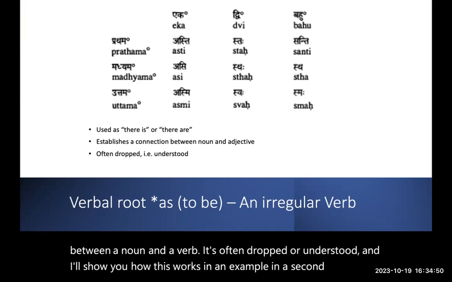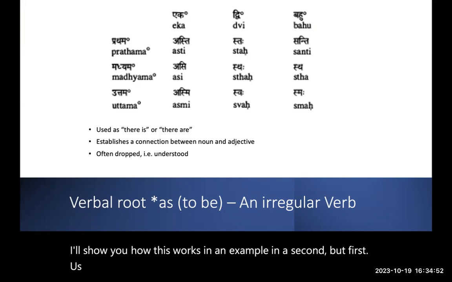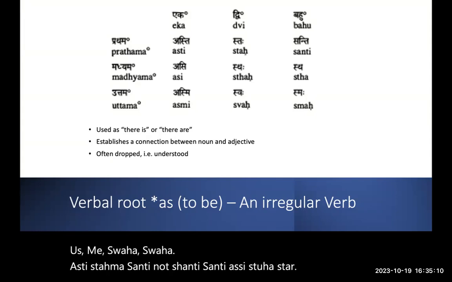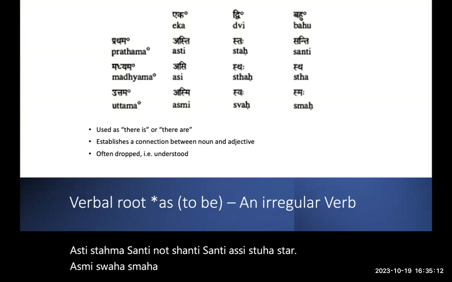But first, asti, staha, santi. Asi, staha, sta. Asmi, swaha, smaha. Asti, staha, santi. Not shanti, santi. Asi, staha, sta. Asmi, swaha, smaha. You see how this works?